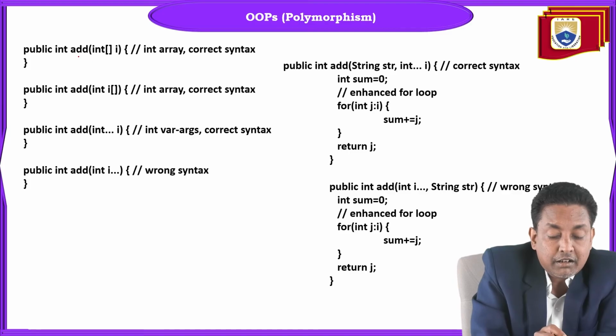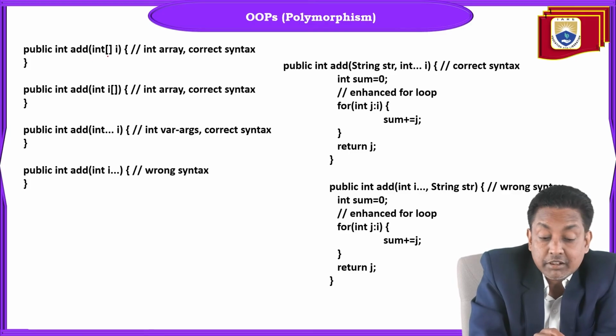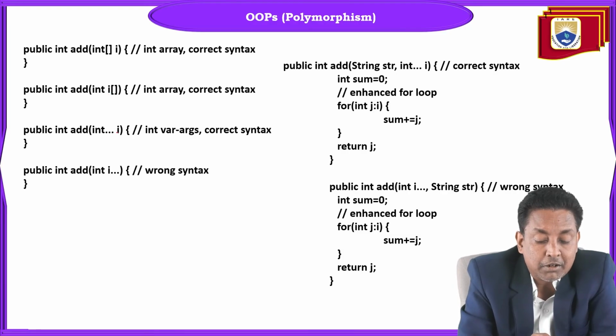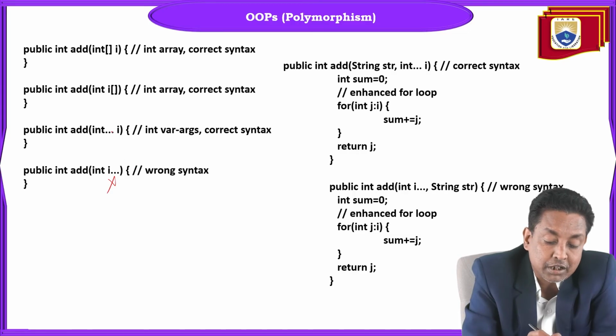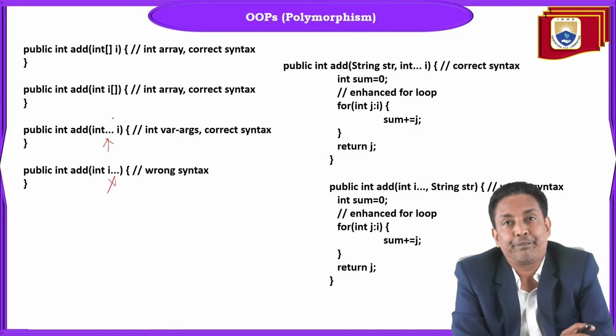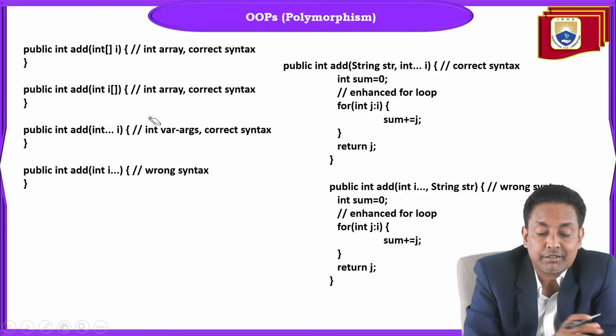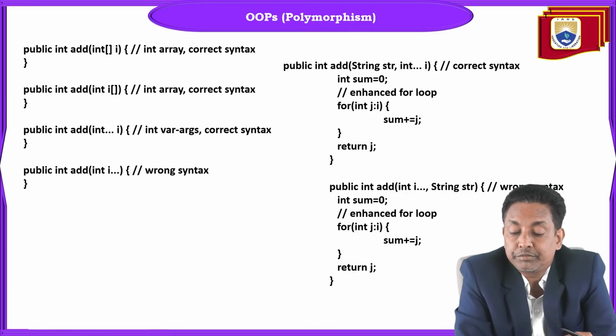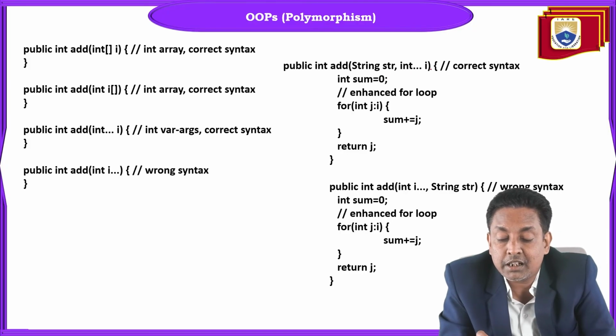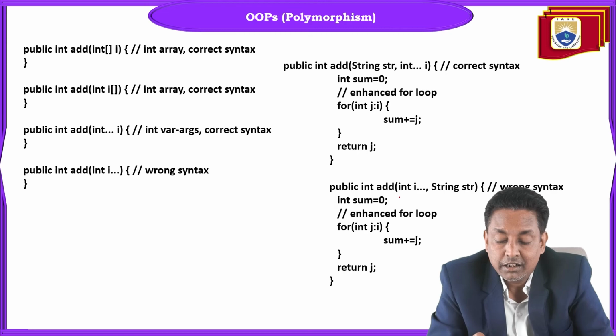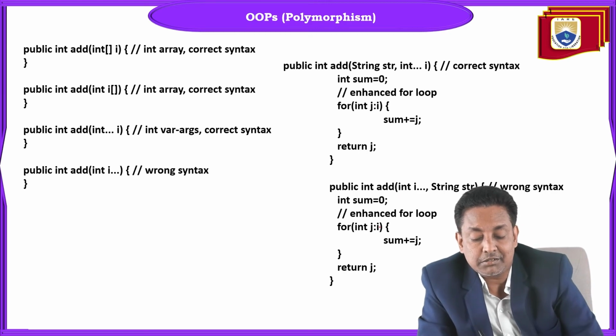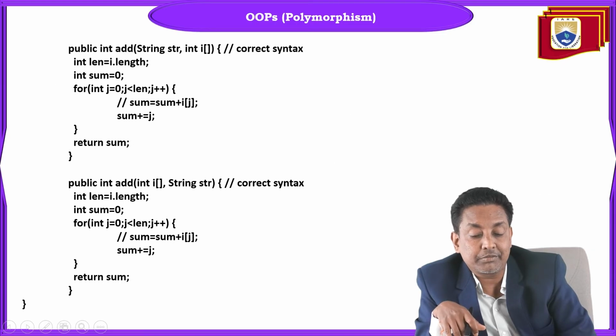So public int add int array. For an array, you can put the square brackets after the parameter type or after the parameter name. Here after the parameter type, here after the parameter name. Here int triple dot I is valid. Int I triple dot is wrong. We cannot put 3 dots on the vararg parameter name. We should put 3 dots on the vararg type, but not on the parameter name. So this is the correct syntax: add method with String str comma int triple dot I. That is correct. Int I triple dot comma String is wrong syntax, because after the vararg parameter, no other parameter should exist.